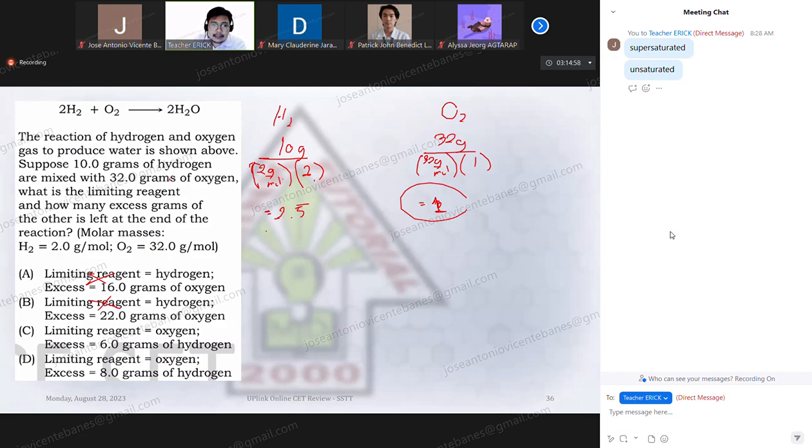Now, to get the excess, you have to subtract the excess minus the limiting. So the limiting is 1. So therefore, you're going to have a 1.5 remaining. Now, the 1.5, you have to multiply it back to this value. So we have to multiply it 2 grams per mole and 2. And therefore, 1.5 times 2 is 3 times 2, then it is equivalent to 6 grams. And therefore, the answer would be letter C.